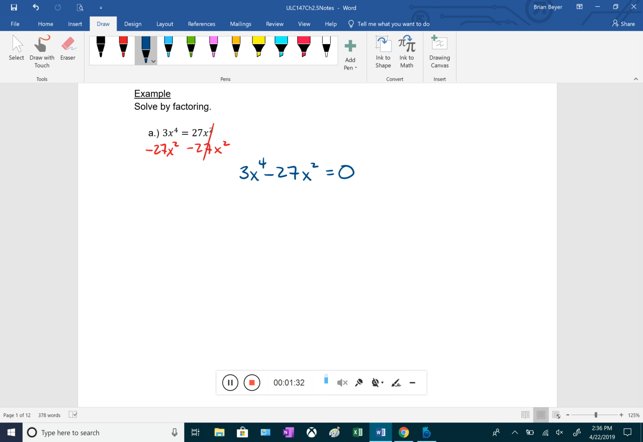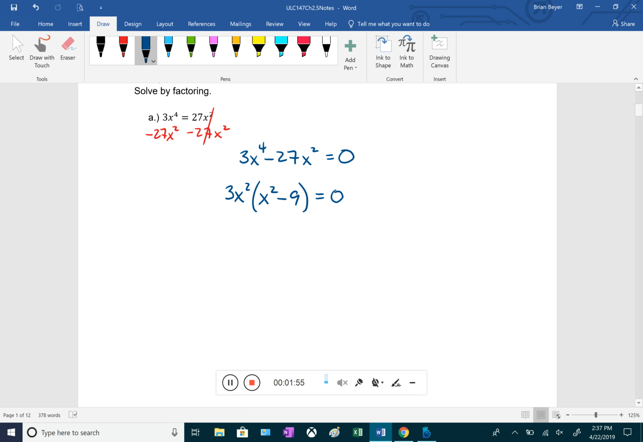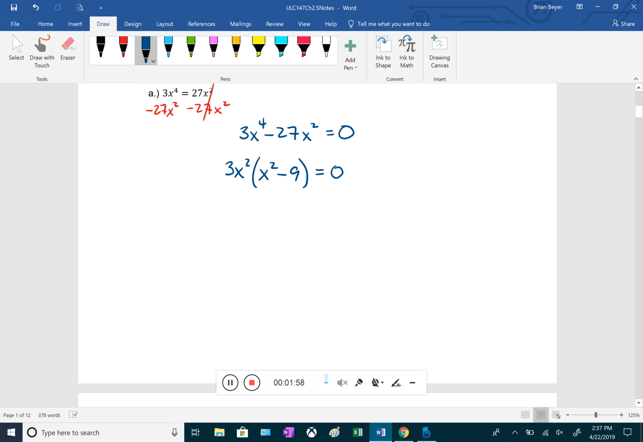We're left with 0 on the right, and we can't combine those because those are not like terms. And now we're going to factor it. So remember GCF factoring, we have a GCF of 3x squared. When we factor that out front, we are left with x squared minus 9. So it's 3x squared times x squared minus 9 equals 0. And we can factor x squared minus 9, difference of squares, as x plus 3 times x minus 3.